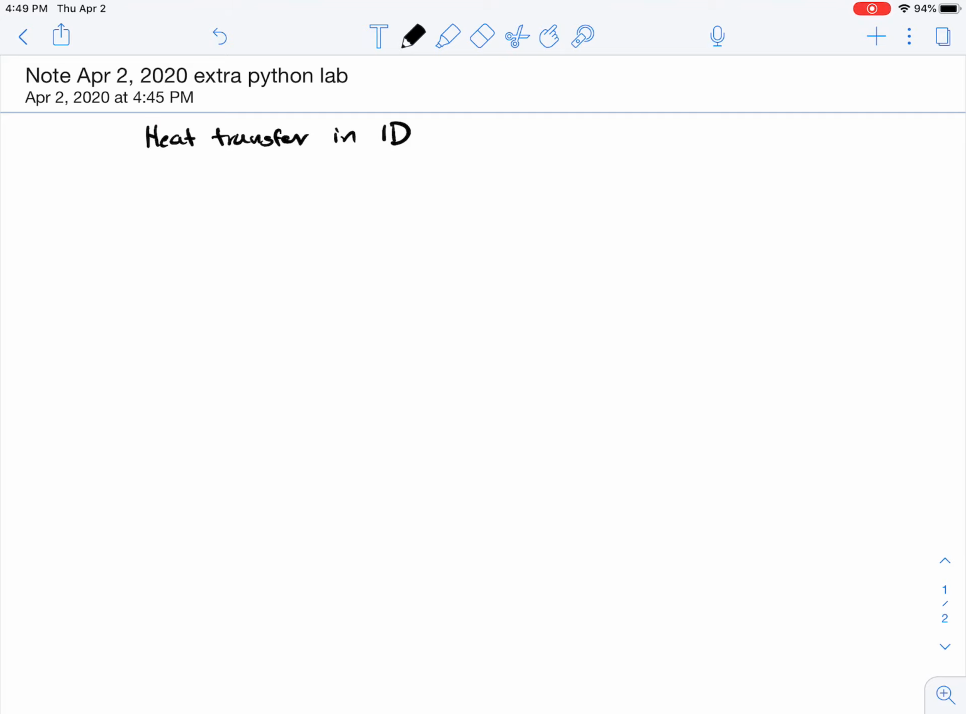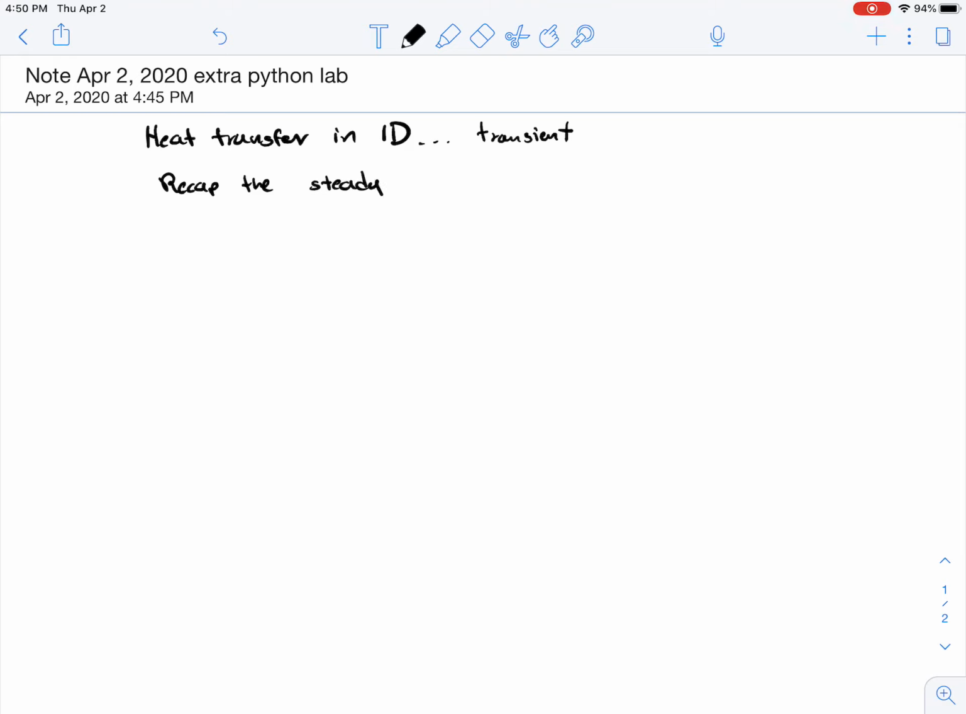All right. I'm gonna do an extra Python lab for those of you who don't have access to Abacus, or if you are just interested. I'm gonna do heat transfer in 1D. We've done that already for the steady state. So the one that I wanna show is the transient heat transfer problem in 1D.